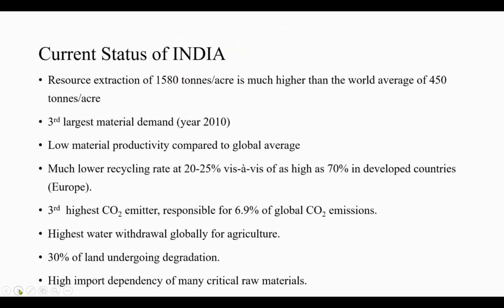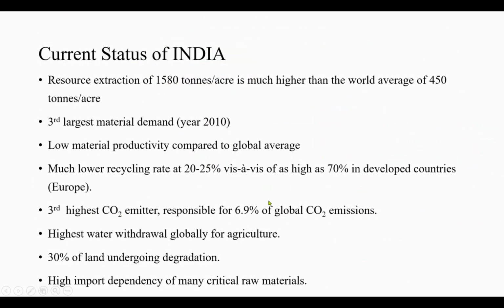Now, what is the current state of India? Resource extraction of more than 1,580 tons per acre is much higher than the world average of 450 tons per acre. India had the third largest material demand as of 2010, and low material productivity compared to the global average. The recycling rate is much lower, at 20 to 25%, compared to as high as 70% in developed countries like Europe. India is the third highest CO2 emitter, responsible for 6.9% of global CO2 emissions.